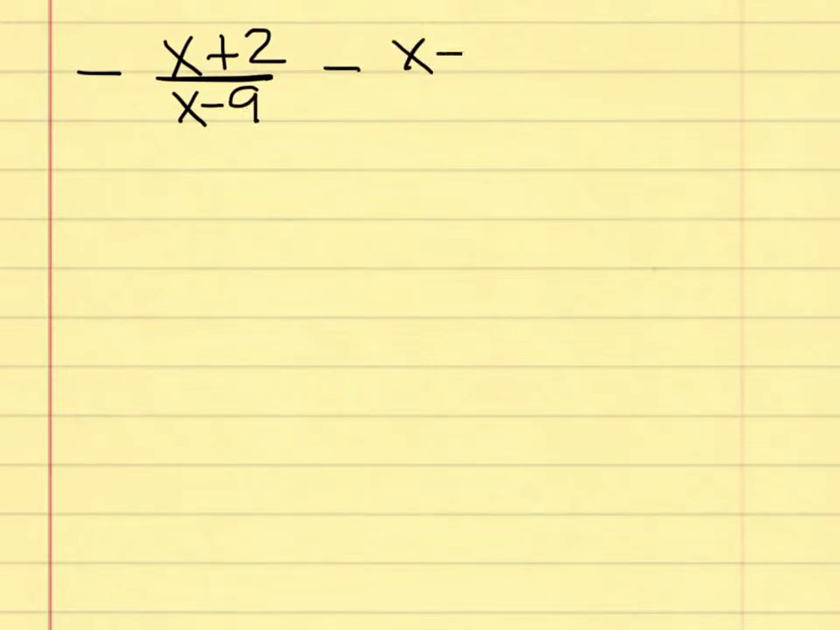The problem is negative x plus 2 over x minus 9, minus x minus 3 over x plus 1. What is the first thing I need to do on this problem, Preston? That's right, find a common denominator. How do I find the common denominator, McAllister? Not add the two bottoms. What should I do, Collins?